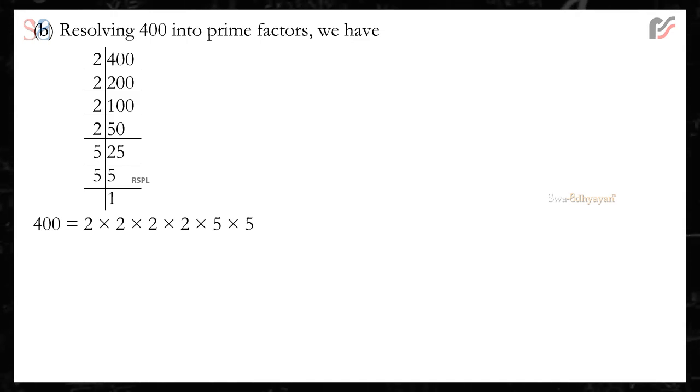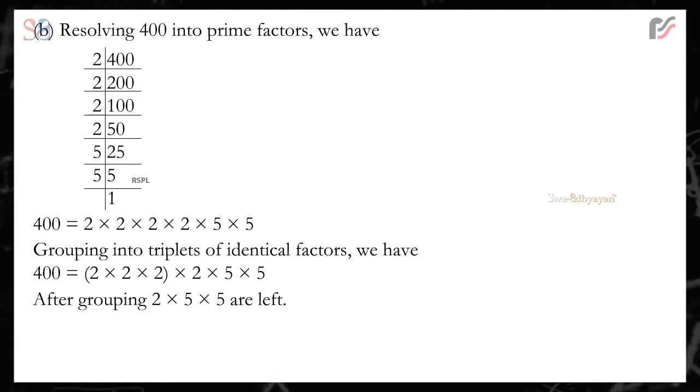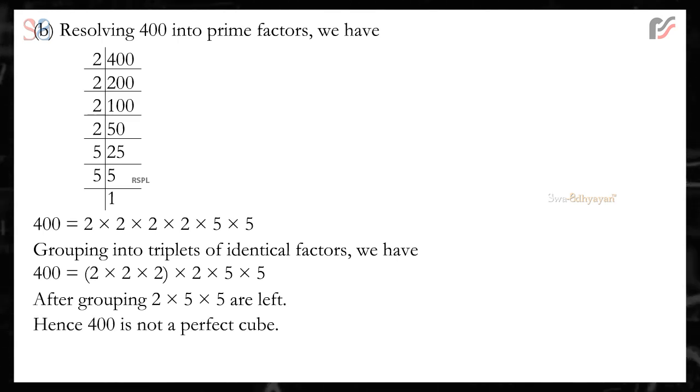400 is equal to 2 into 2 into 2 into 2 into 5 into 5. Grouping into triplets of identical factors, we have 400 is equal to 2 into 2 into 2, then 2 into 5 into 5. After grouping, 2 into 5 into 5 are left. Hence, 400 is not a perfect cube.